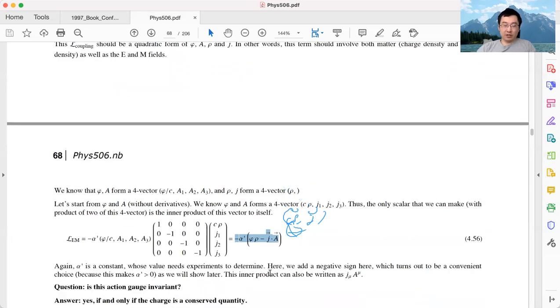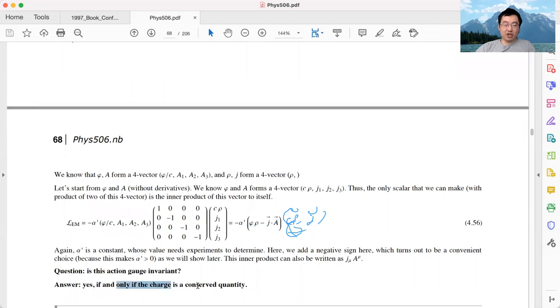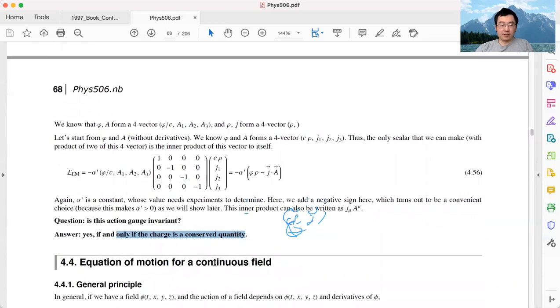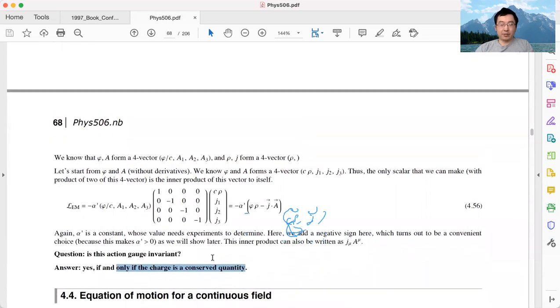And later we will learn that this term indeed stays invariant under gauge transformation, as long as the charge is a conserved quantity. In other words, as long as the charge density and the current density satisfy the continuity equation, this term fully satisfies all the symmetry constraints we have. So this is the Lagrangian density from the coupling between the E&M field and the matter.